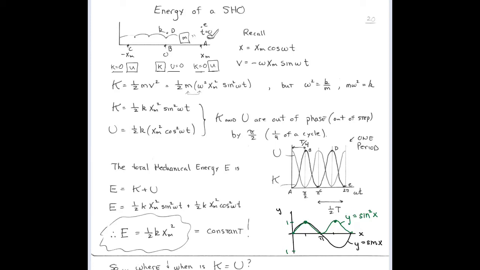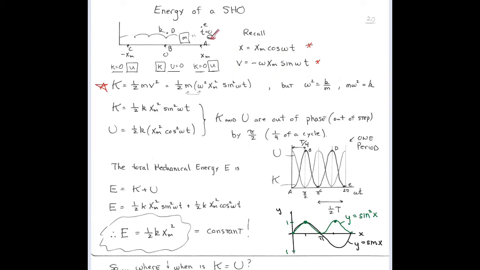So here again, I'm just showing one cycle, starts at A, does one period, one cycle. And I'm going to write the kinetic and the potential. So I'm starting with the position, and I take the derivative to get the velocity. So the kinetic energy is 1/2 mv squared. So 1/2 m times that stuff squared. So I squared that.